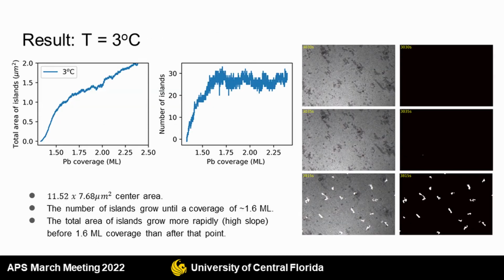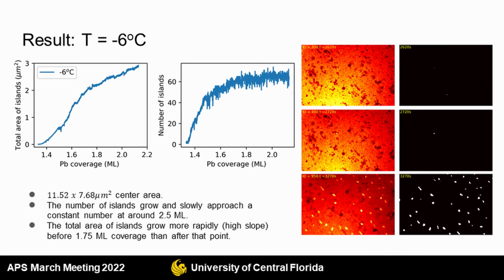For our results, we have 4 different temperatures. For each one of these results, on the right-hand side, we will have a left column for the raw data, and on the right-hand column is the processed data from the algorithm mentioned earlier. For our highest temperature at 3 degrees Celsius, the number of islands grow until a coverage of around 1.6 monolayers. The total area of islands grows more rapidly before 1.6 monolayer coverage than after that point.